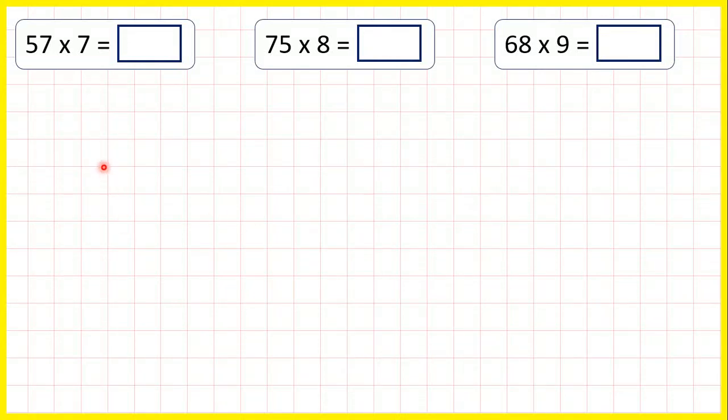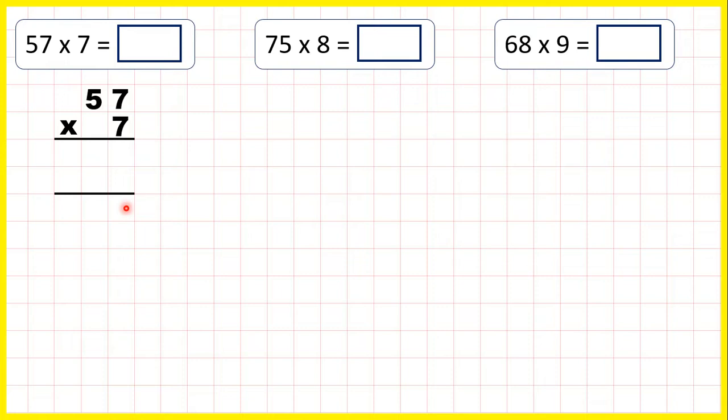Now let's multiply using the expanded column method. So first we have 57 times 7. We can write the question out with our larger number, so our 2-digit number on top and our single-digit number below. Then we need 2 answer lines because we're going to multiply the 7 digit by 7 on our first answer line, then the 5 digit by 7 on our second answer line, and then finally we're going to add up our answer lines.